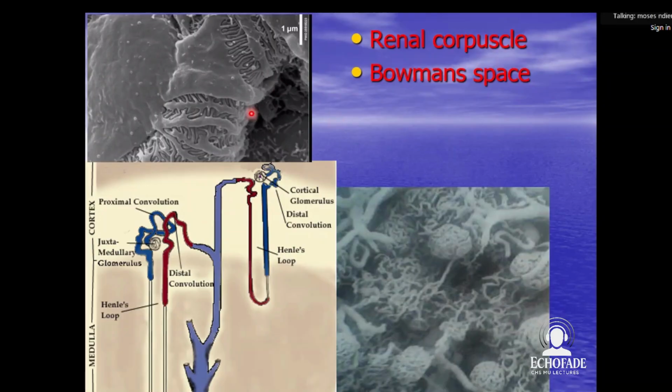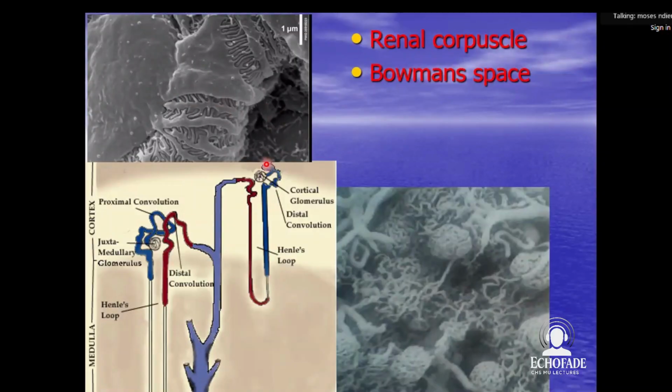The processes of the podocytes surround the blood vessel. They surround the capillaries. So when they surround these capillaries, then we have those filtration slits. That you need to note.